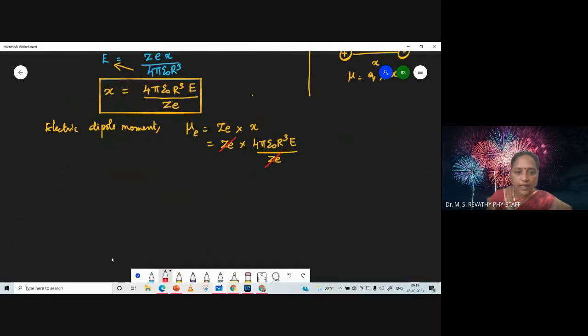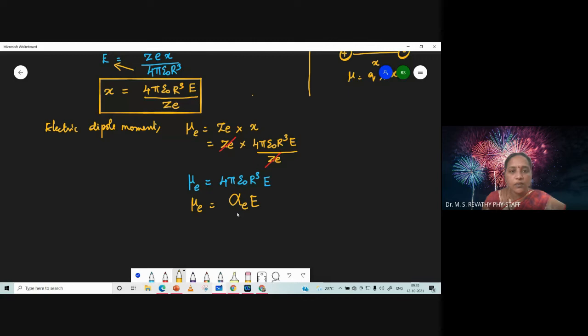So finally, I can just write like this: mu E is equal to 4 pi epsilon naught capital R cube into E. So, by looking into this expression, I just think over that there is also another expression for electric dipole moment in terms of electronic polarizability. So, that equation is nothing but mu E is equal to alpha E into capital E. So, this is an expression in terms of electronic polarizability.